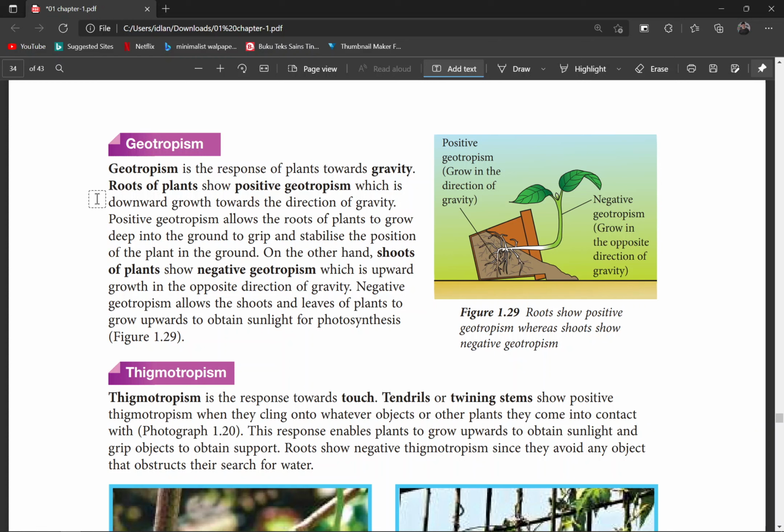And why would the plant move away from gravity? It's a negative geotropism, because why would you need the plant to be at the ground, right? So it's a negative geotropism for that. Remember, geotropism is gravity. The root of a plant grows towards gravity.